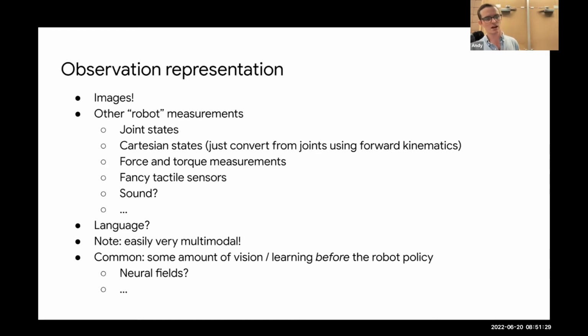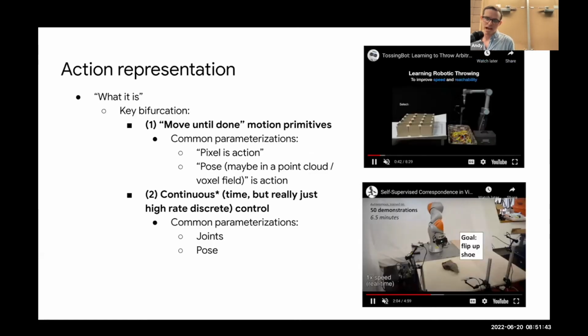It's also very common in robot learning research to pre-process some of the raw image data into something that is then considered an observation to your robot learner. So maybe neural fields or whatever it's going to be. A lot of different options there. But I think it's the action side where there's a little bit more subtlety.